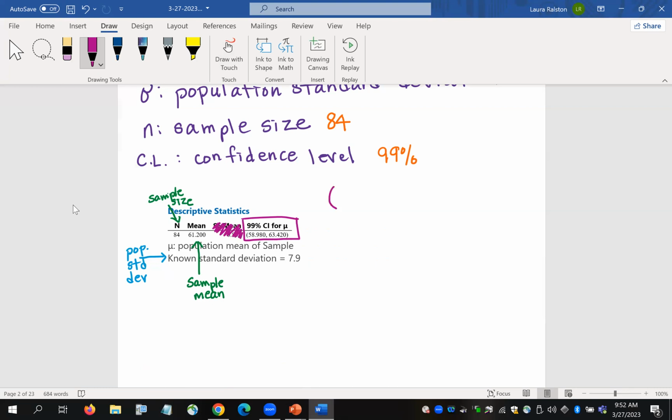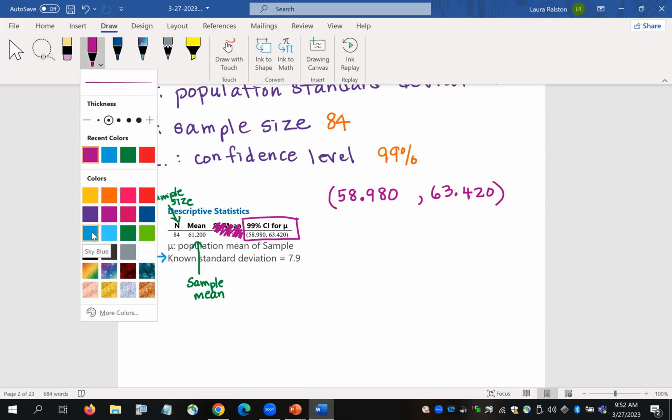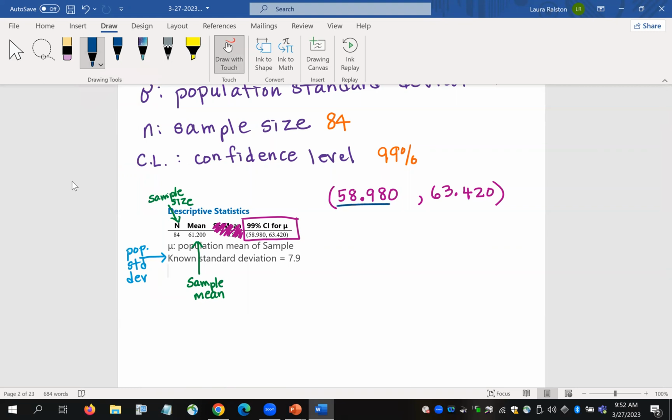Okay, so you have these numbers, 58.980, comma, 63.420. The first number in that parenthesis is the lower bound for your confidence interval. That's the smallest value that the population mean could be. The second number is the upper bound.